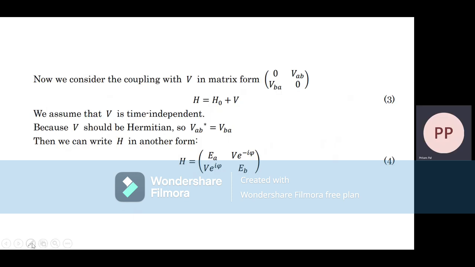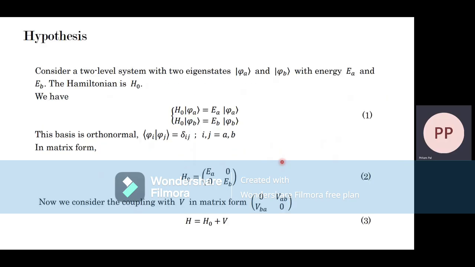Let me turn on the pointer once. I hope it's visible now. So this is the total Hamiltonian. And suppose for the time being you assume this V is time independent. Because this V should be Hermitian, what is the criteria? V_AB star will be equal to V_BA. Then we can write the Hamiltonian in this way, with E_A, V, and so on. In this way we can simply write the Hamiltonian.